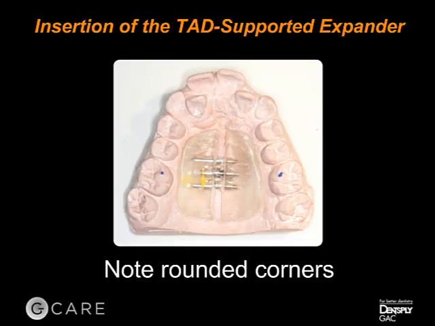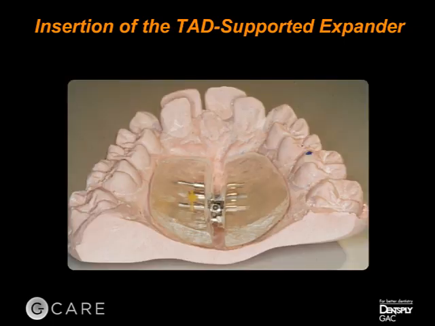So when we're fabricating this expander, the one thing to really be on the lookout for is make sure all the corners are rounded. Because this is strictly going to be supported by the TADs on the palate, there's going to be a lot of pressure on the palatal mucosa, and this could dig in if these edges are sharp. So it's very, very important that when this is fabricated to look at every aspect of it and make sure that every single corner, when you run your finger around it, is rounded and smooth.